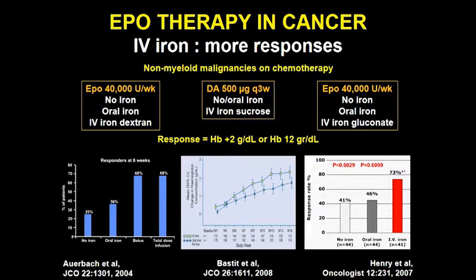For example, you see the curve here, the evolution in EPO with IV iron or without IV iron, and the hemoglobin is increased thanks to IV iron. And a very important message is that oral iron is hardly any better than no iron at all. So using oral iron supplements actually is completely useless.